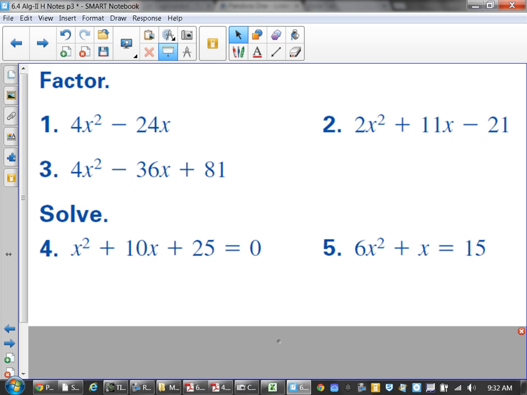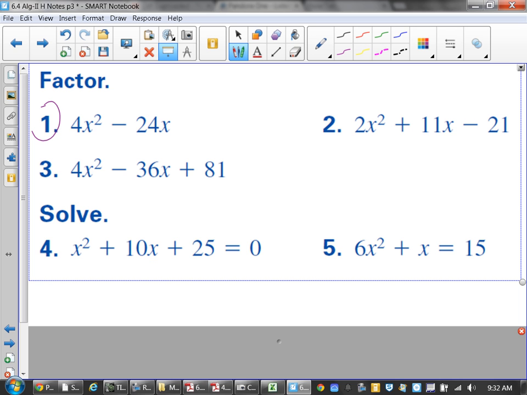How do we factor? And as you're factoring, here are some things to remind yourselves about as you go through. Let's just do a couple of these. What I want to look at is 1 and 2 for right now.